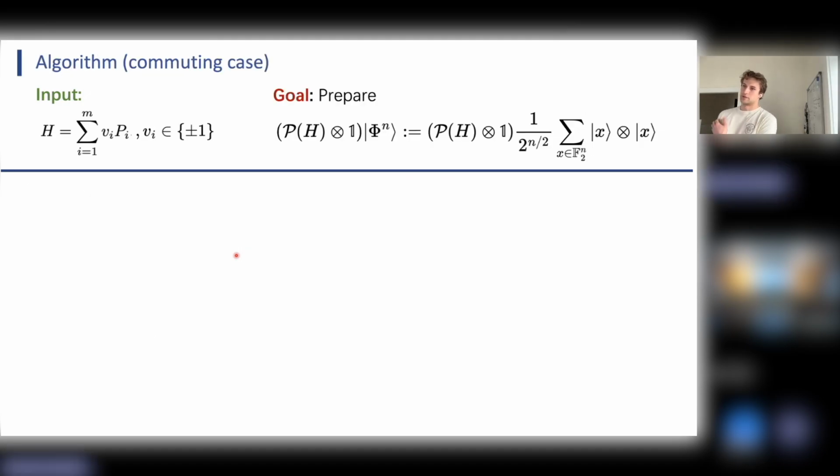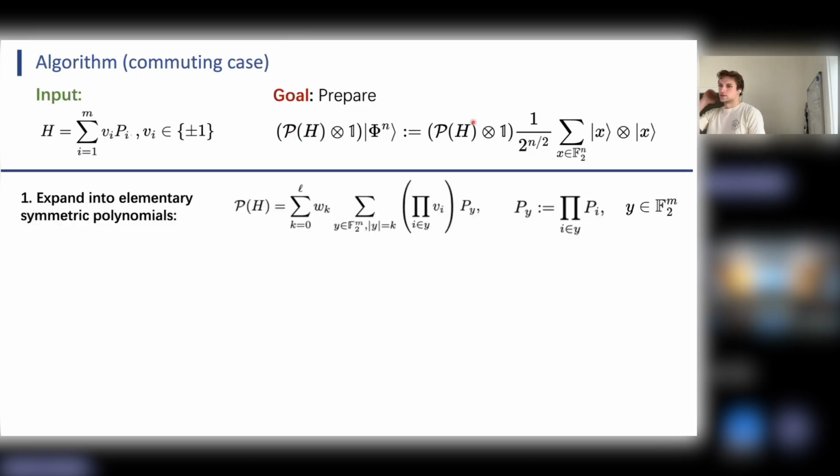Okay, so our new goal is, we have the same input, and our new goal is to prepare this purification, this pure state. And of course, it's normalized, so I just implicitly assume the polynomial here is normalized. Okay, so it's a four-step process of how to prepare this.